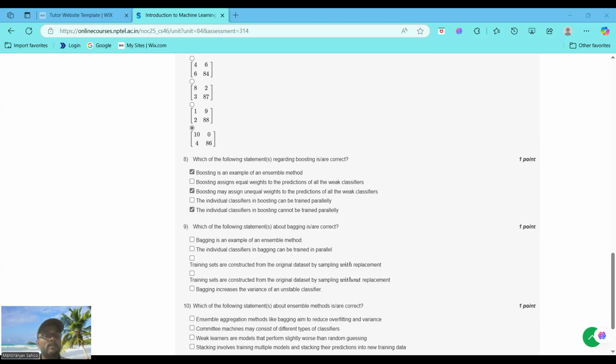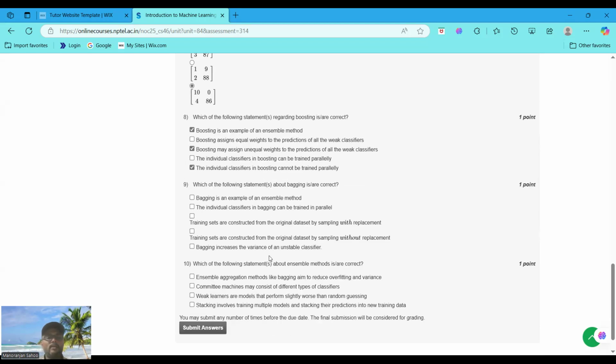D is false, because boosting trains classifiers sequentially, not in parallel. The last option, E, is true, because sequential training is a hallmark of boosting. So finally we choose A, C, and E as true. Question 8, option A, C, and E.